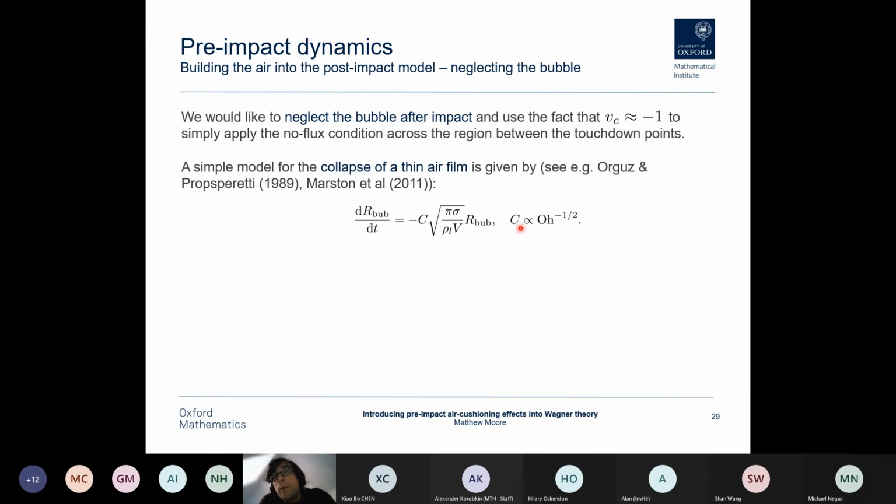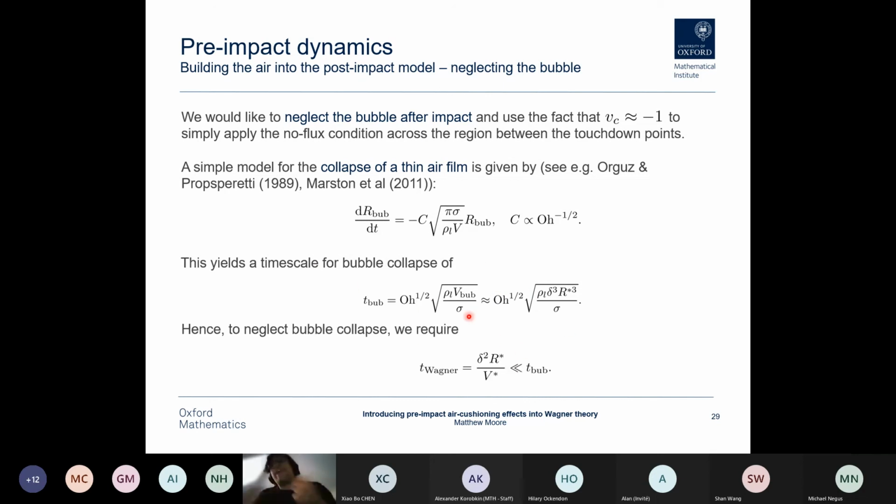This gives the bubble radius over time, relating it to properties such as the surface tension, the liquid density, and the retraction speed. With this in mind, the time scale for bubble collapse, where V here is the volume of the bubble, is related to how much liquid we entrap, the surface tension, the density, and this is the Ohnesorge number for the liquid. This Ohnesorge number to the 1/2 is an experimental observation performed by Jeremy Marston and his co-workers, but it is admittedly for quite small spheres. Whether this persists for much larger bodies is an open question, but this is the sort of timescale we're looking at for bubble collapse.